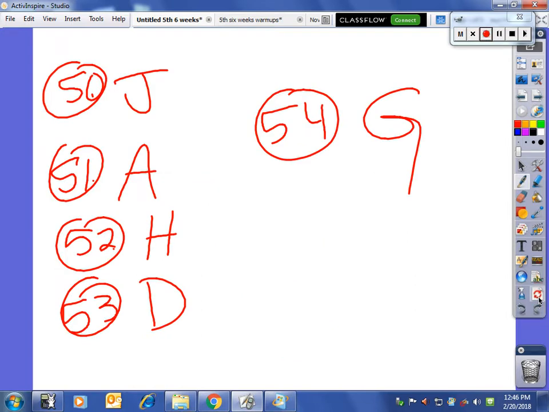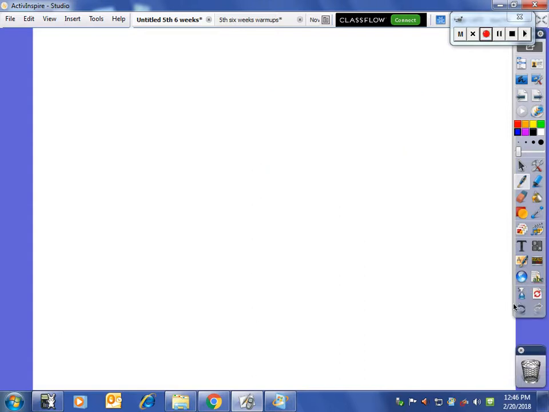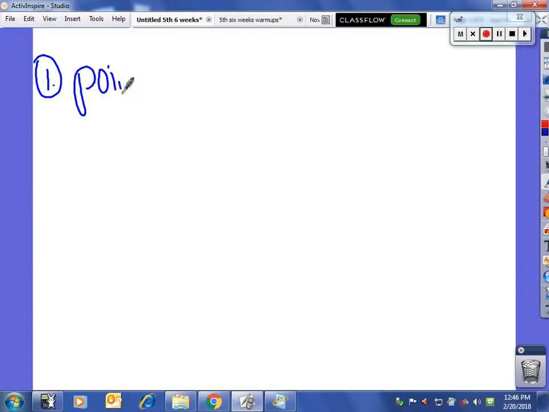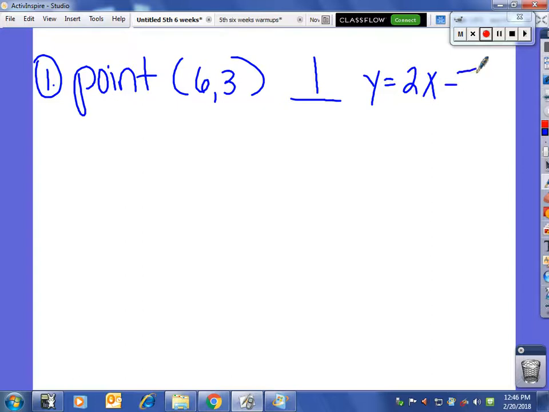Okay, here's a problem for you. Let's apply that to math. To lines. I'm thinking of a line. It goes through the point 6, 3, and it is perpendicular to y equals 2x minus 7.